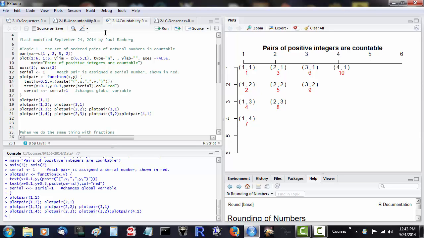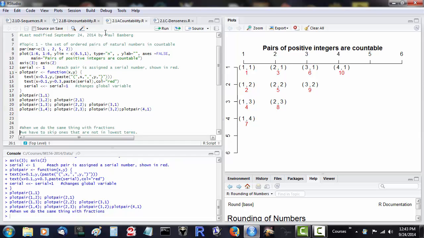Every pair is going to get a serial number sooner or later, and every serial number will be used once and only once. We've set up an explicit correspondence between the serial numbers, the natural numbers shown in red, and the pairs of numbers shown in parentheses, and that means, according to the definition of set cardinality, that these two sets have the same size.